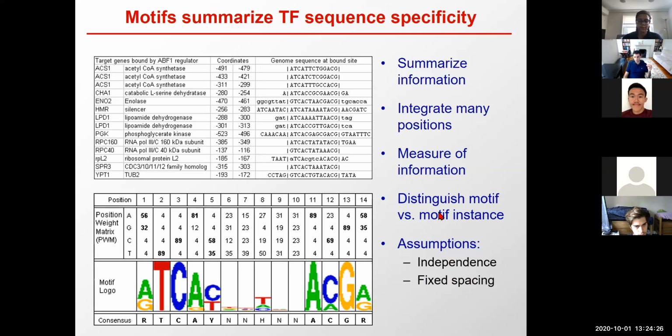But again, hugely important to distinguish the motif, which is the generative model, versus the instances, which are the individual occurrences of that motif. And what we're going to be using is those instances as a way to infer the motif as a latent variable, as a nuisance parameter that we're going to be iterating over in trying to find all of the occurrences of that motif.